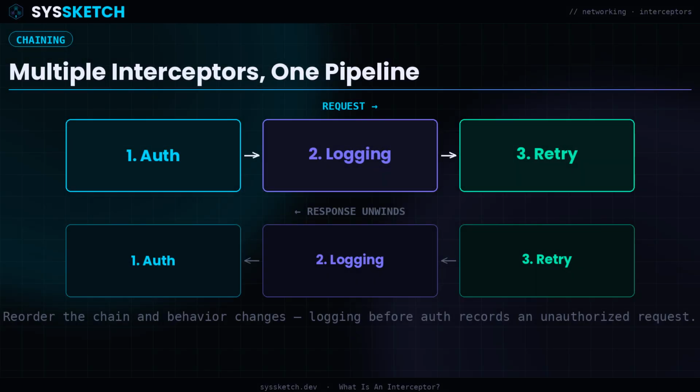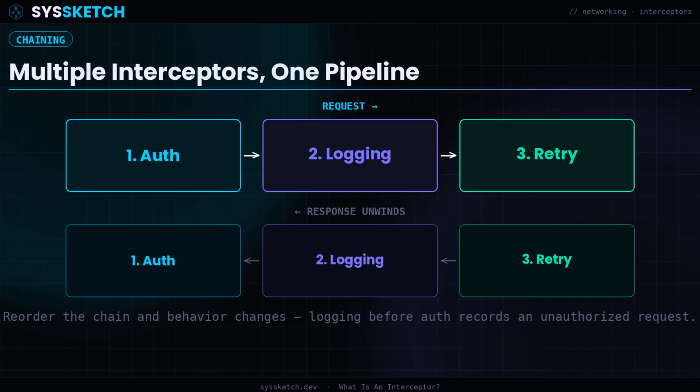Real systems rarely use just one interceptor, they chain several together, and the order they run in matters. A typical chain might attach authentication first, then add logging, then handle retries last, with each interceptor calling the next one in the sequence before the request actually goes out. Reverse that order and the behavior changes. Log before authentication runs, and you'll record a request that hasn't been authorized yet. Responses unwind back through the same chain in reverse, so a retry interceptor sees the raw failure before a logging interceptor ever gets to record it.